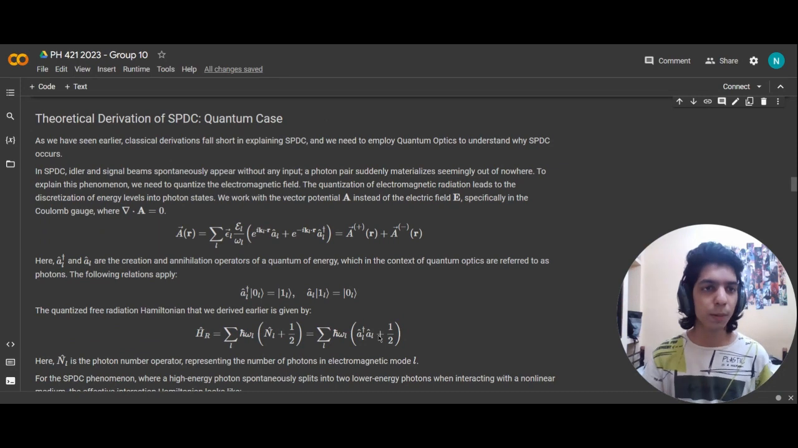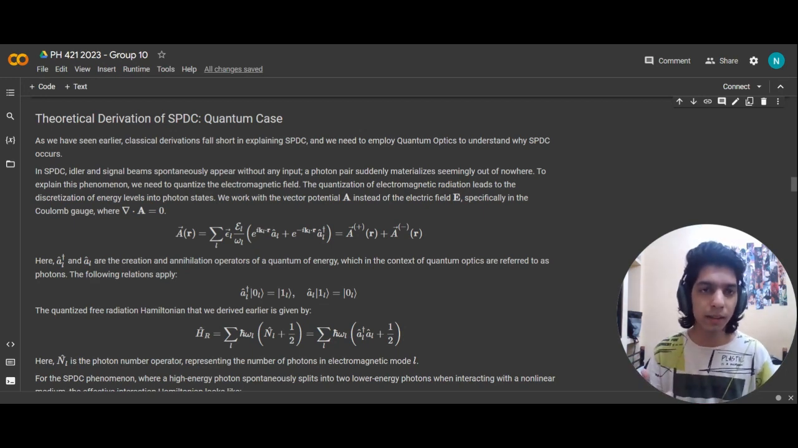Right. So let's talk about the actual theoretical derivation of SPDC in the quantum case. Earlier Agni has explained how the classical derivation is not able to explain SPDC, and that is because what happens is we want an input pump beam, and we want to convert it into a signal and idler beam spontaneously. By spontaneous we mean that we do not give a signal input at the start.